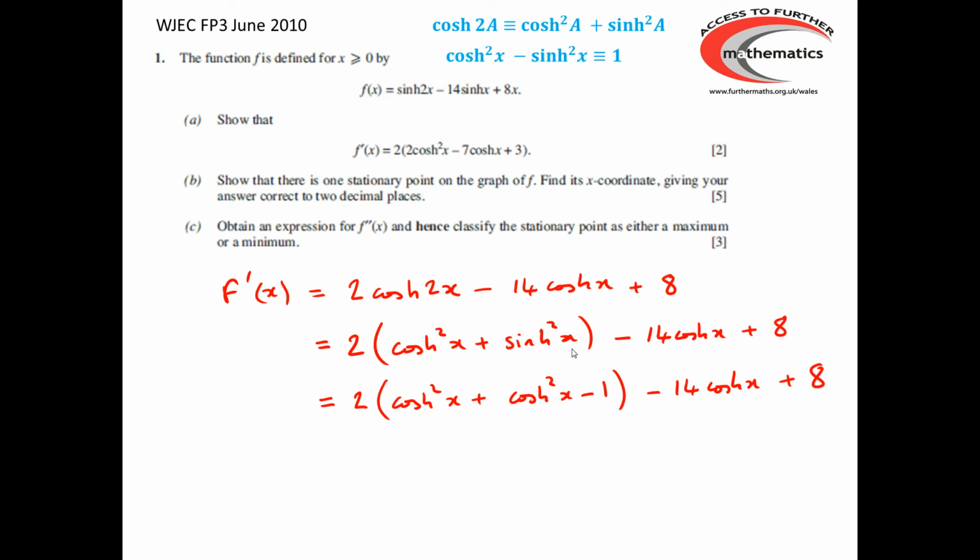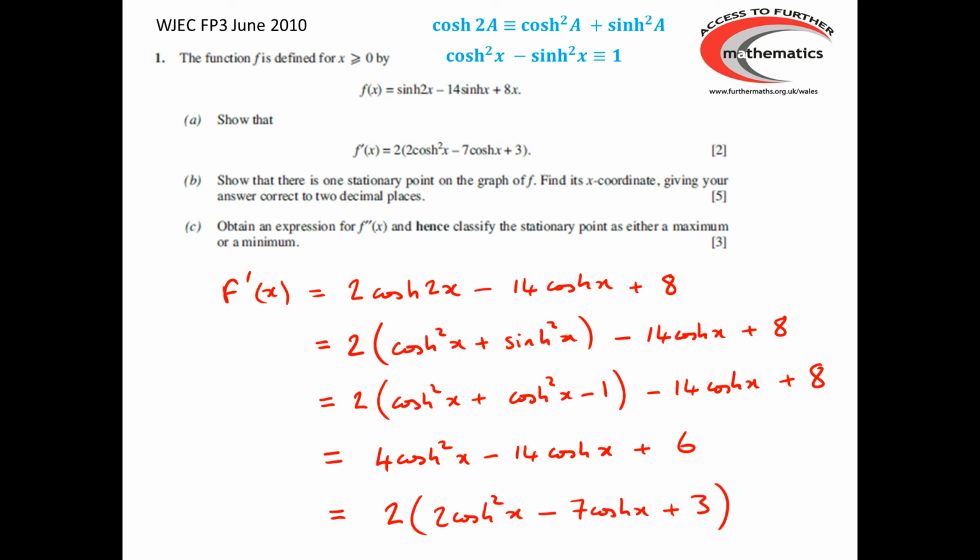So we've got f dash x is 2 lots of cos squared x plus cos squared x, take away 1, take away 14 cos x plus 8, which simplifies through to 4 cos squared x minus 14 cos x plus 6, and take the factor of 2 out. We've got exactly the expression we were looking for.